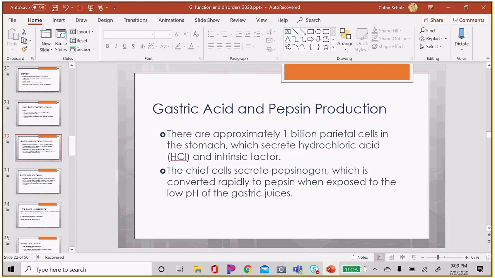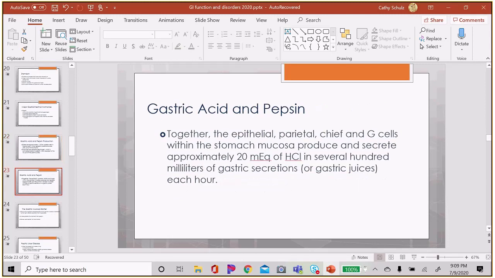The chief cells also secrete pepsinogen, which is converted to pepsin in the acidic juices of the stomach, which helps to start to break down protein in the stomach. So gastric acid and pepsin together within the stomach, those epithelial cells, parietal cells, chief cells, they produce several hundred milliliters of gastric secretions each hour.